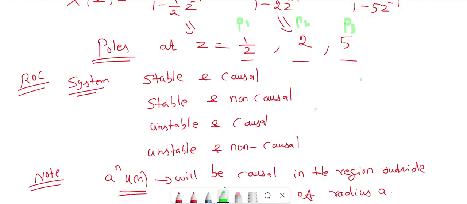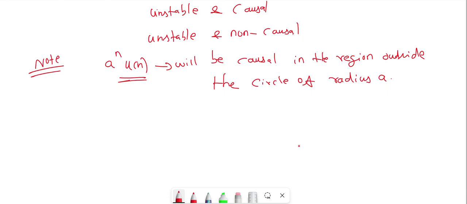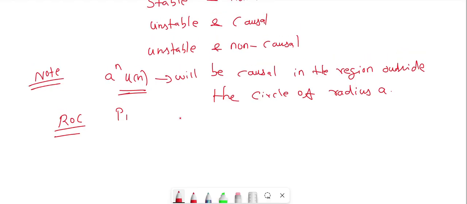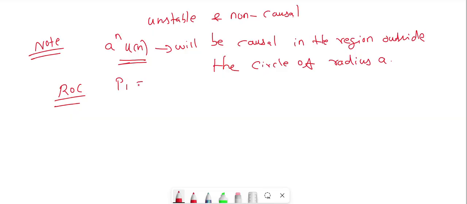P1, P2, P3. The system has 3 poles. Then the ROC will be, so what are the poles? What is P1? The 3 poles are P1 equal to 1 by 2, P2 equal to 2, and P3 equal to 5.